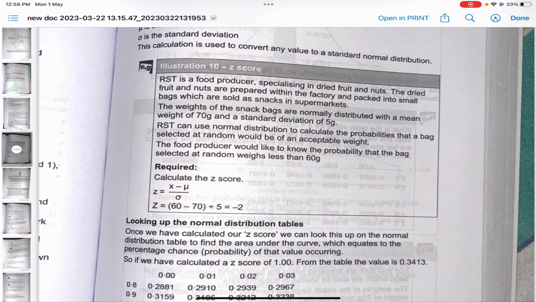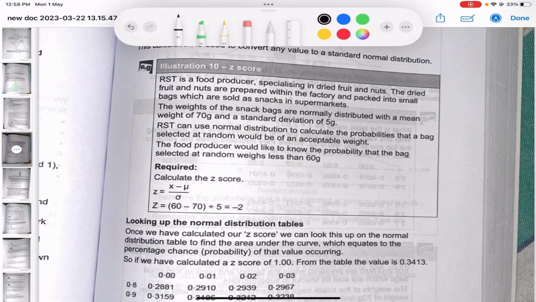Illustration number 10. RST is a food producer specialized in dry fruit and nuts. The dried fruit and nuts are prepared within the factory and packed into small bags which are sold as snacks in supermarkets. The weights of the snack bags are normally distributed with a mean weight of 70 gram and a standard deviation of 5 gram. So the value of mean is given and the value of the standard deviation is given. RST can use normal distribution to calculate the probability that a bag selected at random would be of an acceptable weight. The food producer would like to know the probability that the bag selected at random weighs less than 60 kgs. So 60 is the value of x which is given.